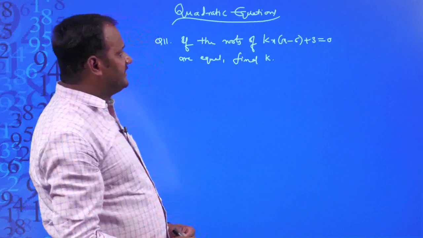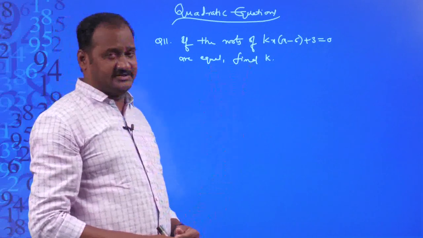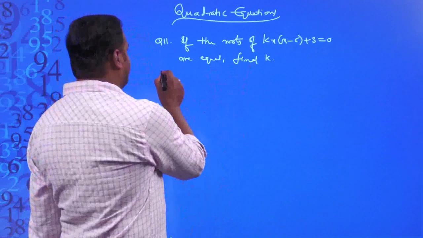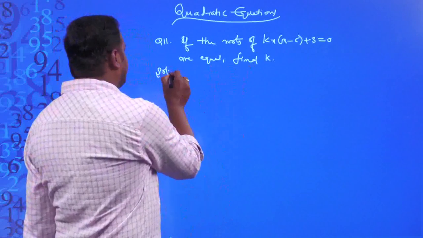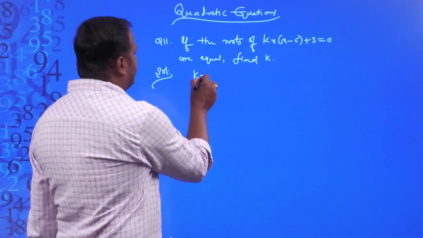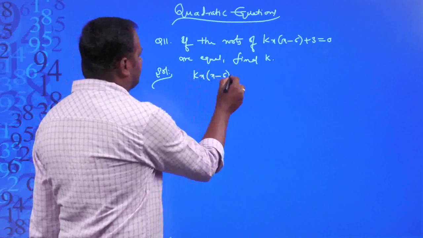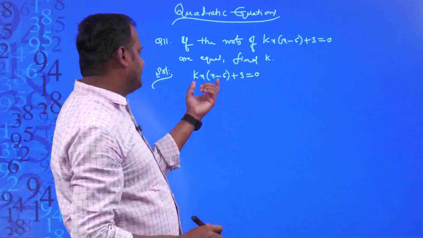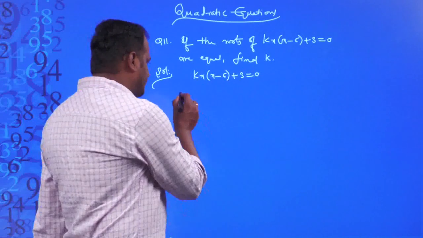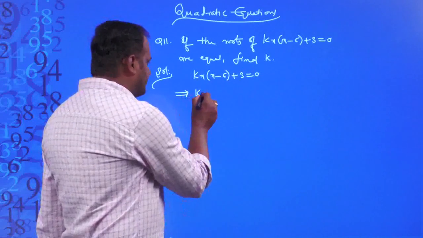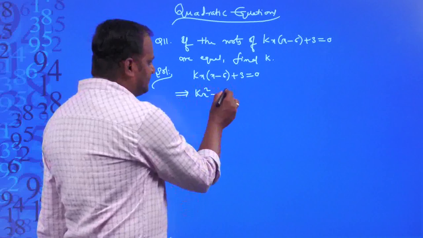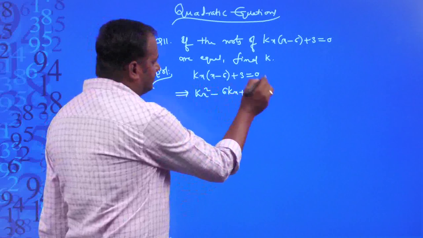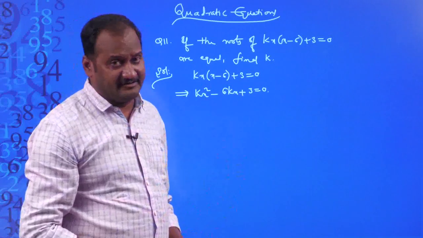So, if you want to find the discriminant, our given quadratic equation should be in the standard form, right? So, what is the quadratic equation here? The quadratic equation is kx times x minus 6 plus 3 is equal to 0. Writing it in the standard form, by multiplying these two terms, kx into x is kx square, minus kx into 6 is minus 6kx, plus 3 is equal to 0. Now, it is in the standard form.